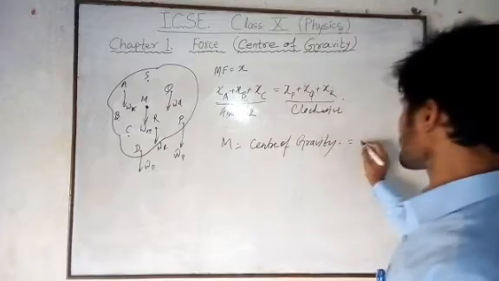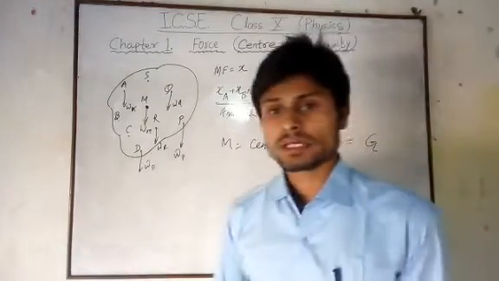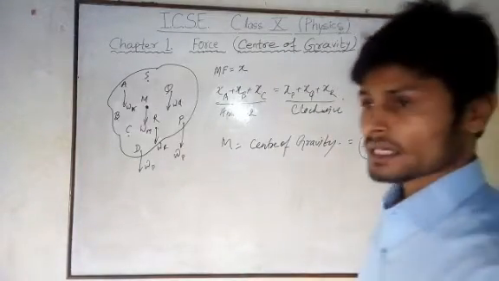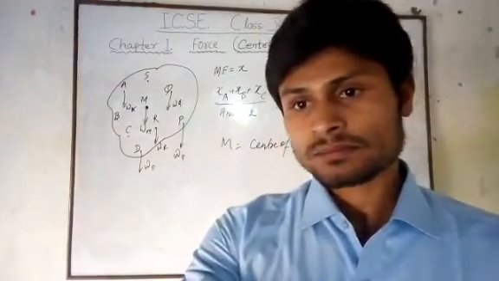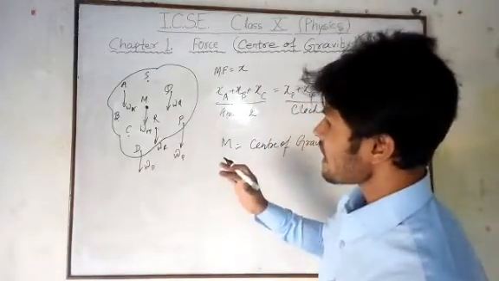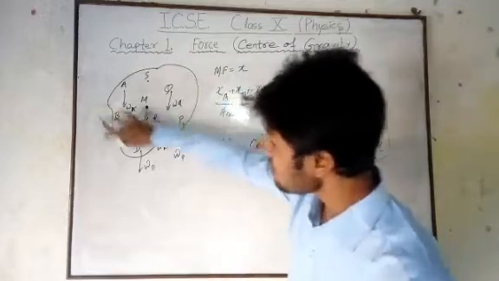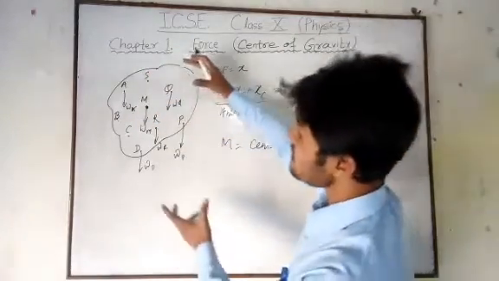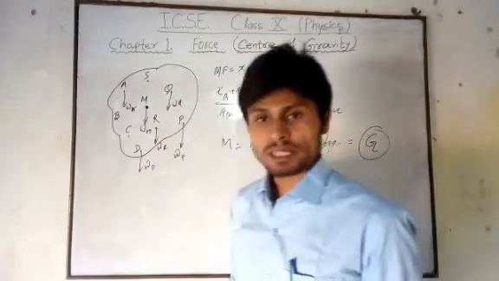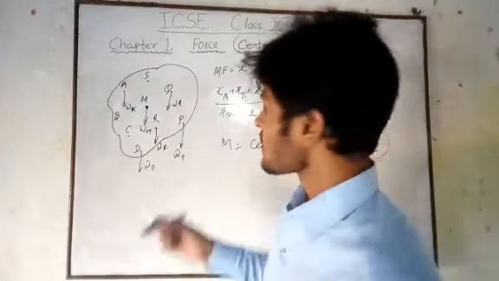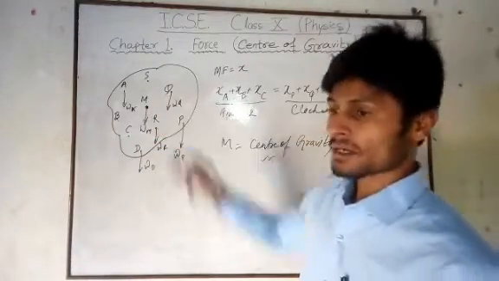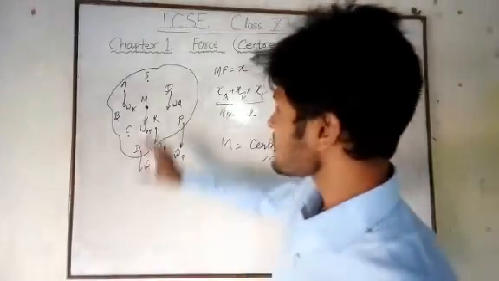This point M is represented as G. G means center of gravity. Now think of a condition: if I change the shape of this body, then the position of point M must change. That means the position of the center of gravity G, which here we have considered as M, is completely dependent on the shape of the body.